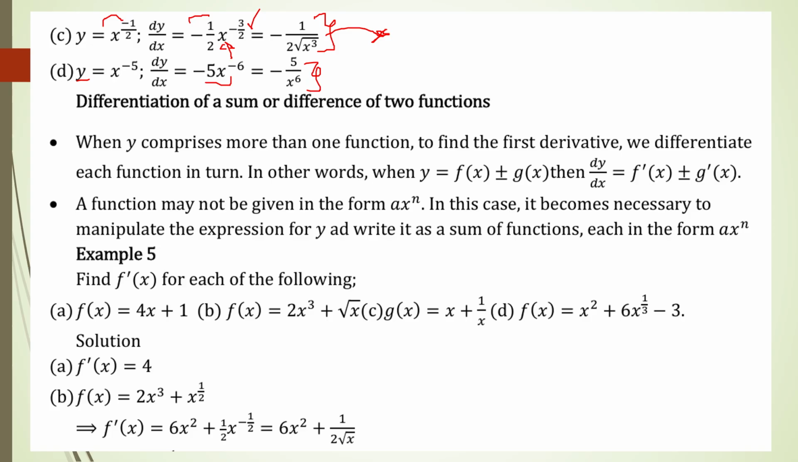Now let's go to the differentiation of a sum together with the difference of two functions. So here you're going to first note the following, that when y comprises more than one function, if at all y is equal to f of x and also g of x, the derivative is going to be, you first differentiate one function, you also differentiate the other, and the signs are going to vary according to the derivatives that you're going to be getting. And here we are going to be using direct differentiation. Now let's look at the examples that we can use to elaborate that.